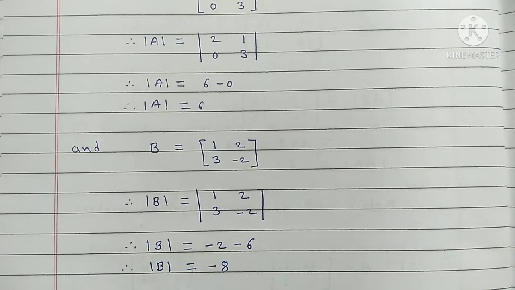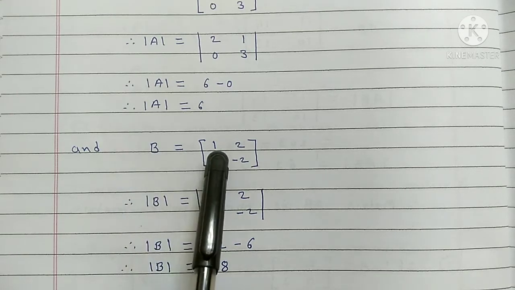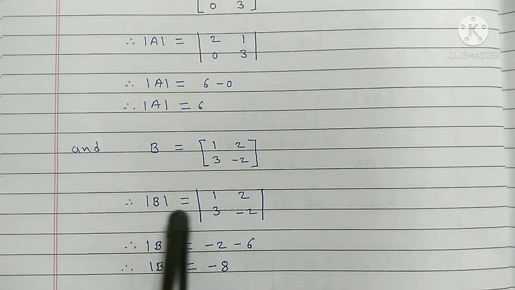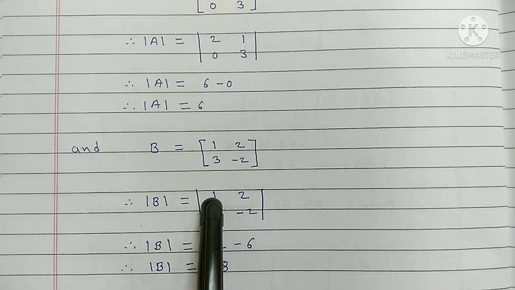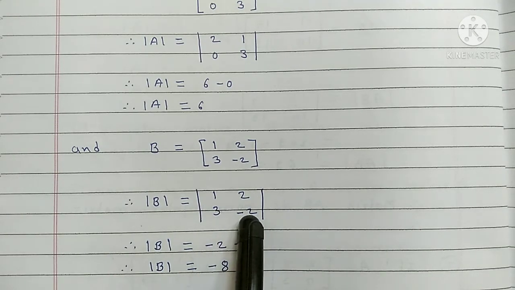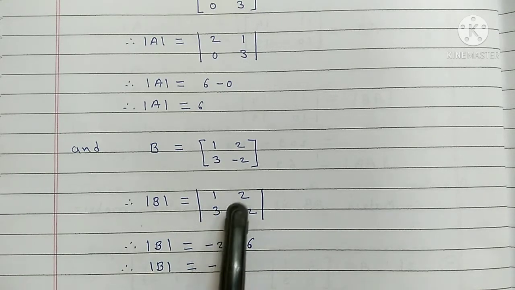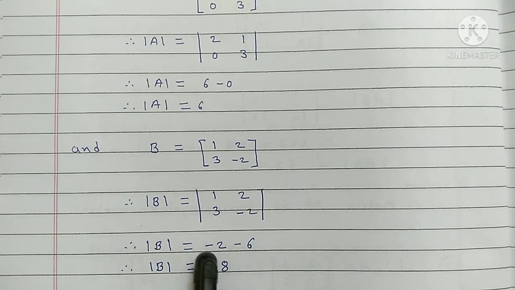Then determinant of B. So matrix B is 1, 2, 3, minus 2. So determinant of B is equal to determinant of 1, 2, 3, minus 2. So 1 into minus 2 is minus 2, minus 3 into 2 is 6. So minus 2 minus 6 is minus 8. So determinant of B is minus 8.